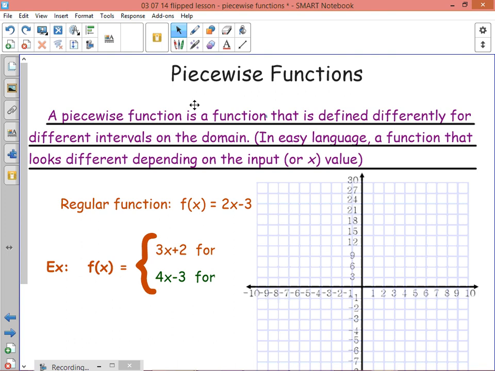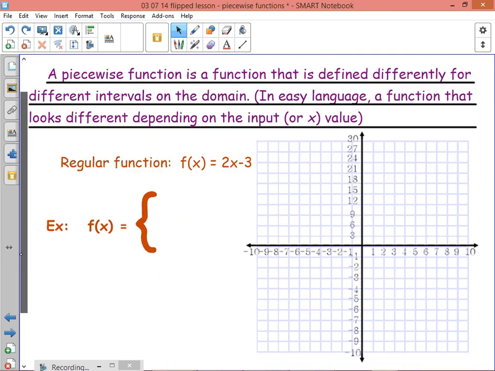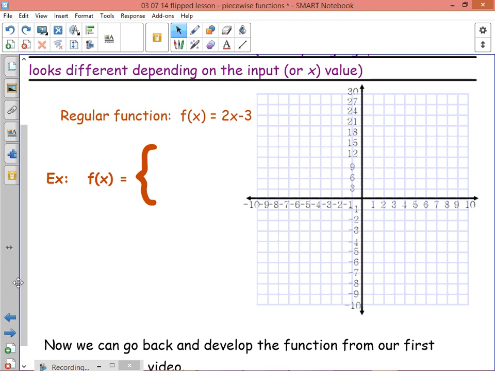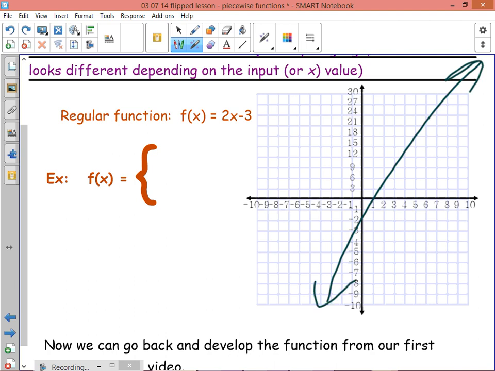Look at this regular function down here. Regular function, f of x equals 2x minus 3. It is a function that looks something like this. I'm going to sketch it real quick. Do not bother to copy it down. It has a slope of 2, and its y-intercept is negative 3. Pretend that was a straight line. It looks consistent for the whole interval.